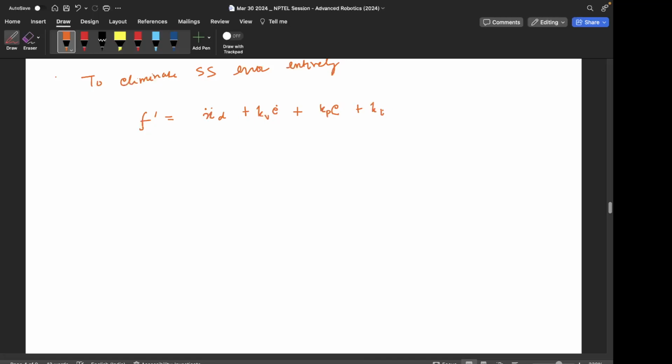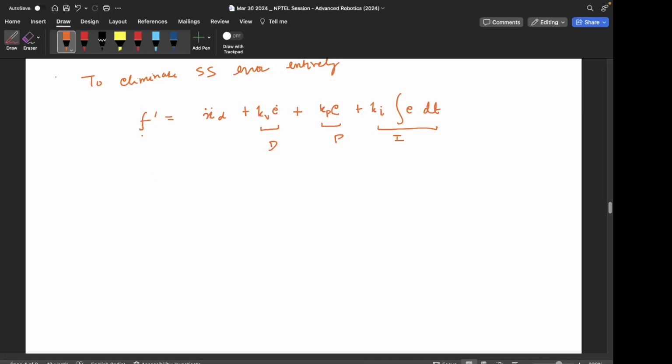And the additional term is an integral term, right? So this is the D term, this is the P term, and this is the I term. So now this is the full PID control in action, right?